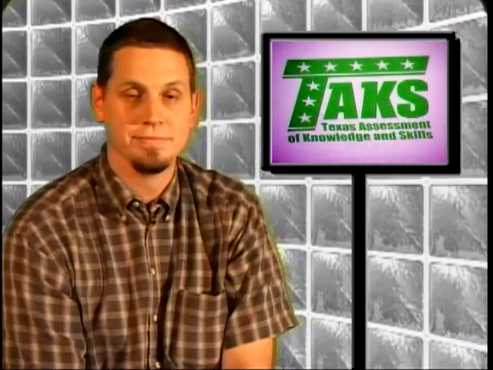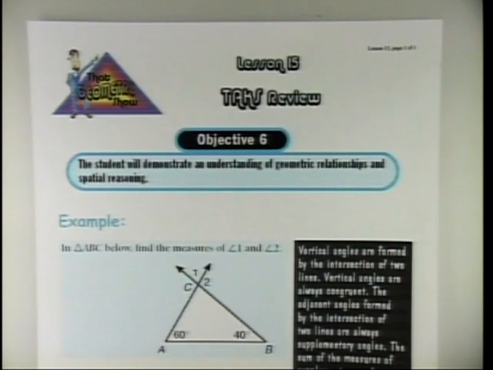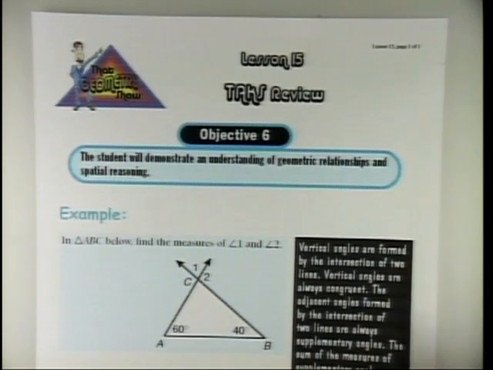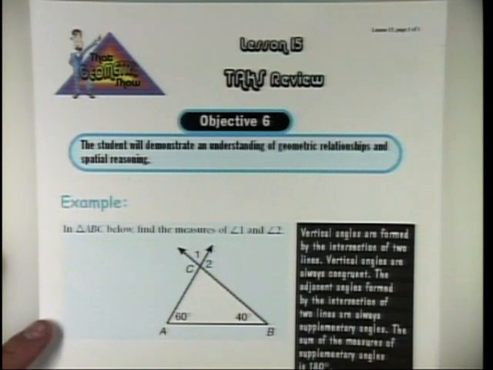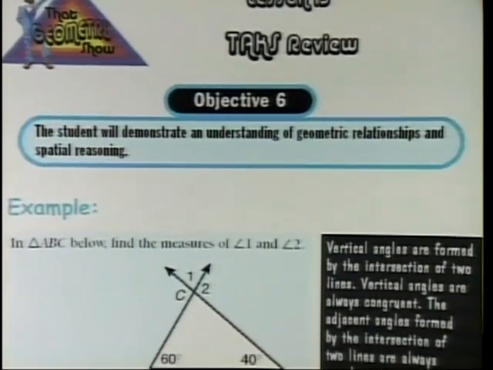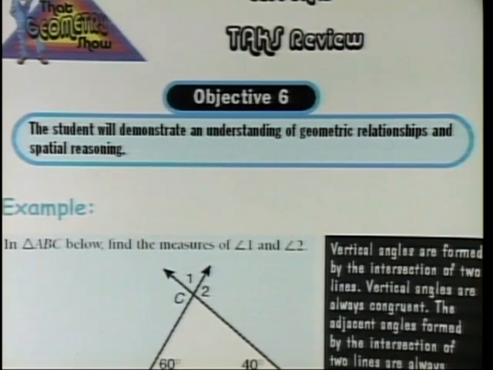Let's get going. Okay, today lesson 15 doesn't really correspond with any particular chapter in your textbook. It's the TAKS review. We're going to be reviewing all the concepts. Now, the two most important geometric objectives on the TAKS test are Objective 6 and Objective 7. So we're going to take them in order. Objective 6, here's what it says. A student will demonstrate an understanding of geometric relationships and spatial reasoning.